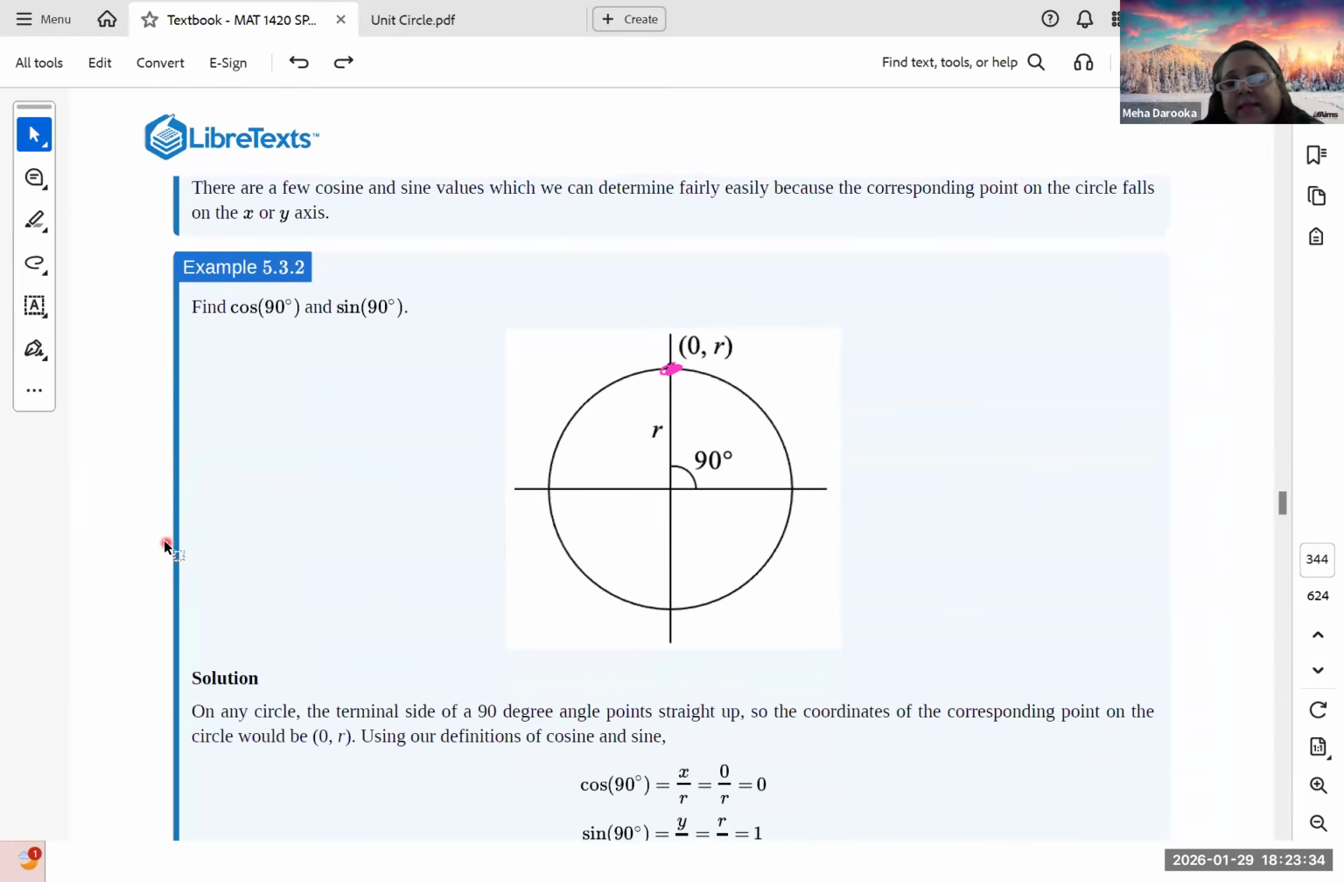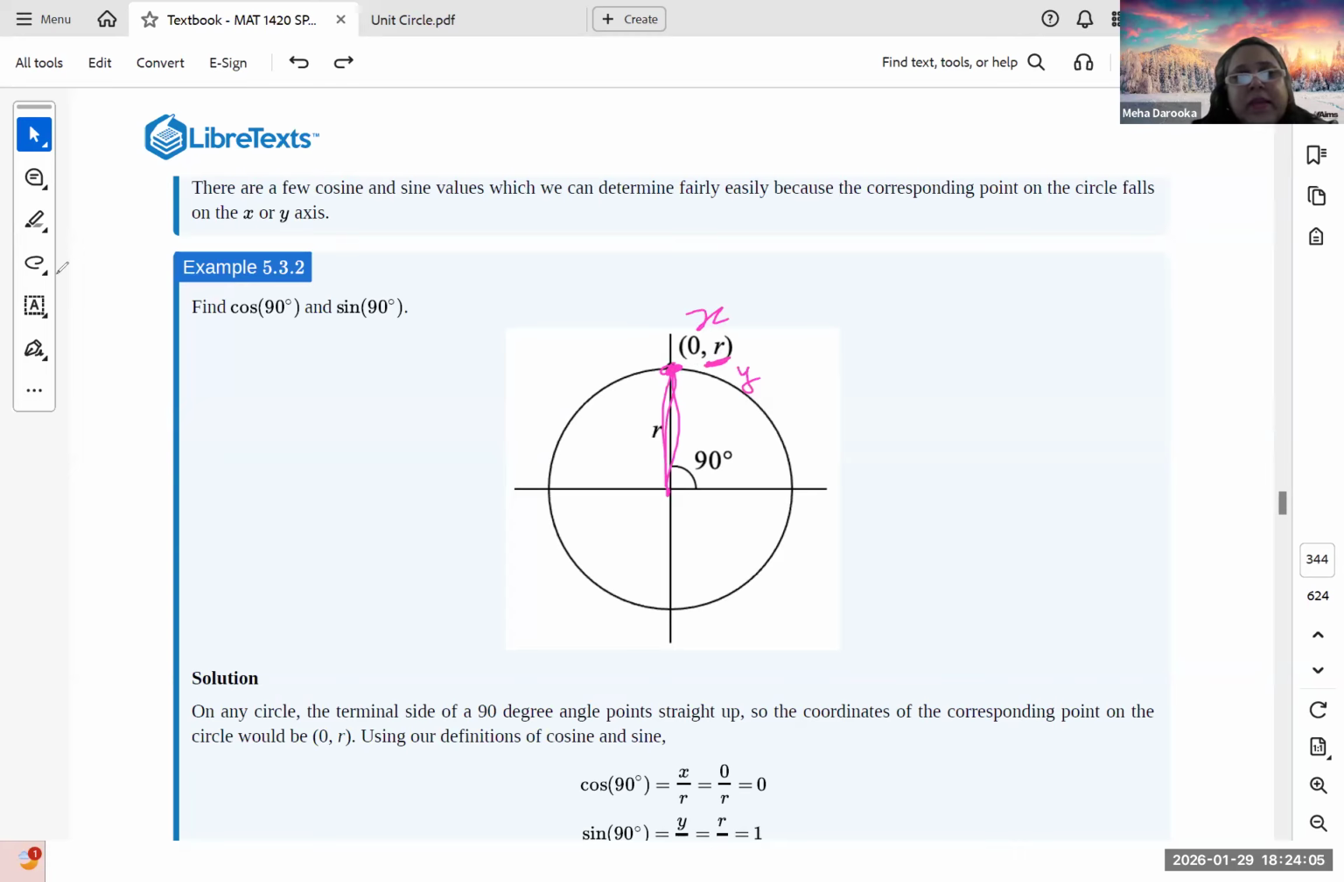Since we know that our angle is 90 degrees, the point XY is going to fall right here on the positive Y axis, which means our X value will be zero and our Y value will be whatever is the radius of this circle, right? They're not giving us a number, but we know that the Y value is going to be whatever the radius of the circle is. And then, of course, our X value is going to be zero.